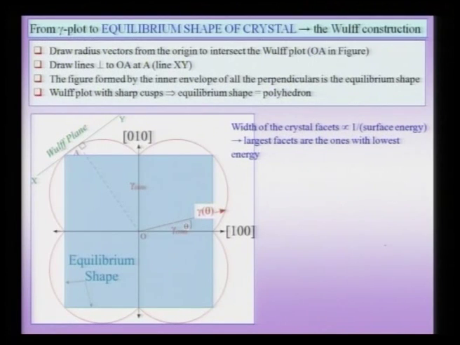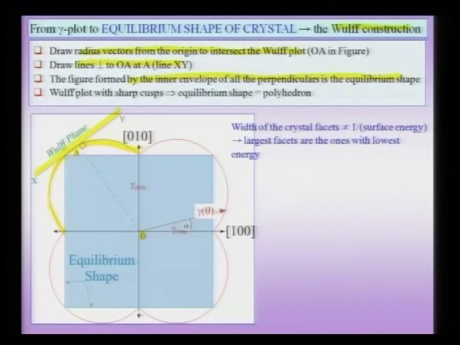Now, how to get the equilibrium shape of the crystal from the gamma plot? As I said, we use something known as the Wulff construction, which we briefly go over here, but I am sure there are advanced texts where there can be more detailed discussions of the same. So, the way we do it is that, of course, we have the gamma plot to start with. This is my gamma plot, and then I draw radius vectors from the origin to intersect the gamma plot. For instance, I draw these lines like OA, which is shown here, which intersects the gamma plot. I draw a tangent line, or a line perpendicular to OA, like line XY here, and now the figure formed by the inner envelope of all the perpendiculars is the equilibrium shape of the crystal.